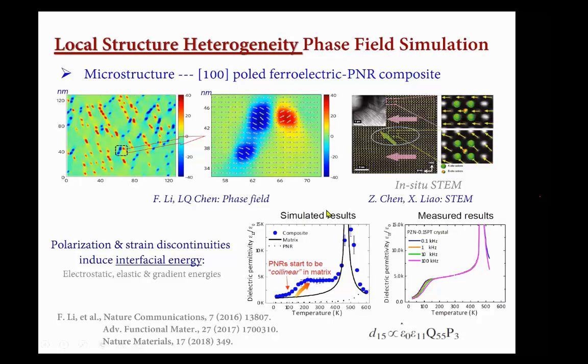So in this figure, we can see the interface here. The color here is different from the polar nano region, and also different from the matrix. That means the competition between the interfacial energy and the Landau energy will facilitate the polarization rotation nearby.